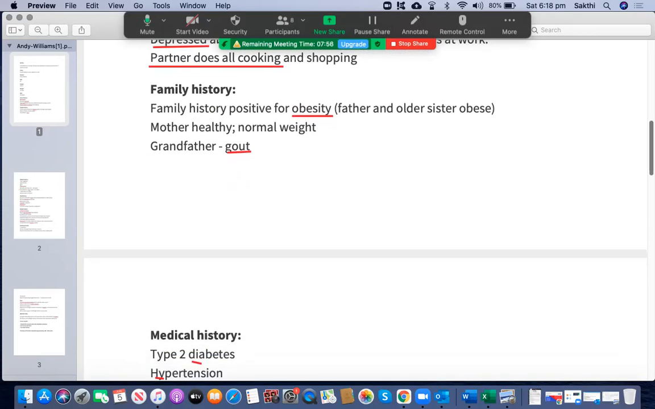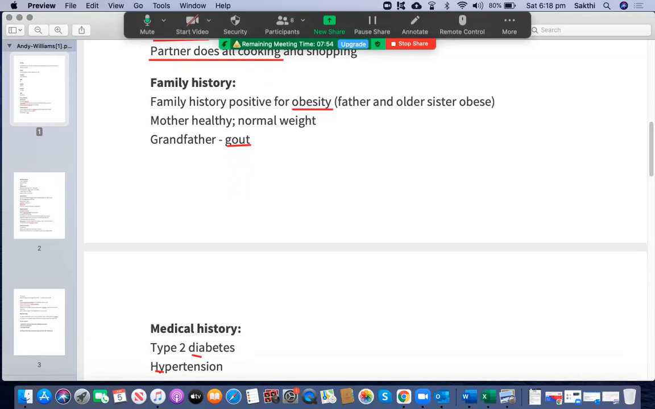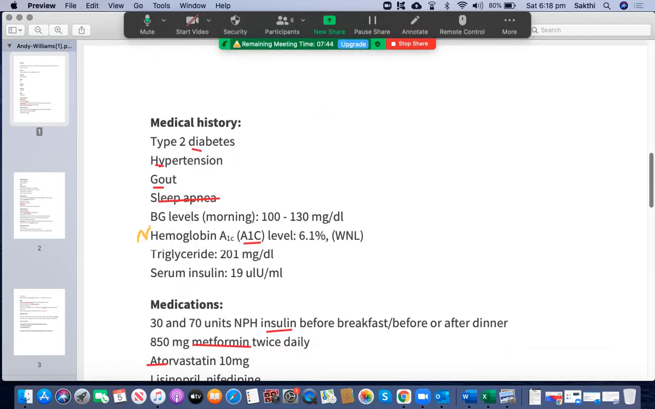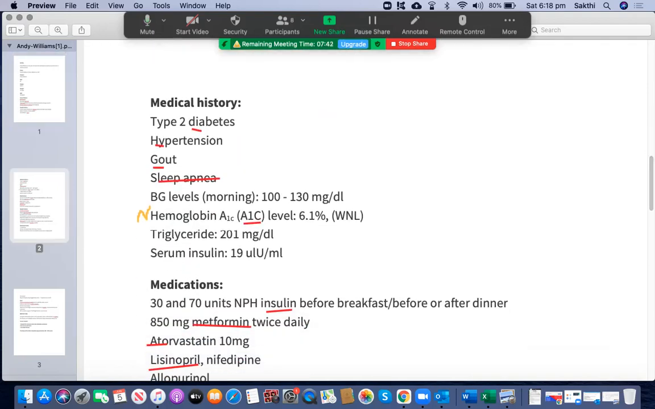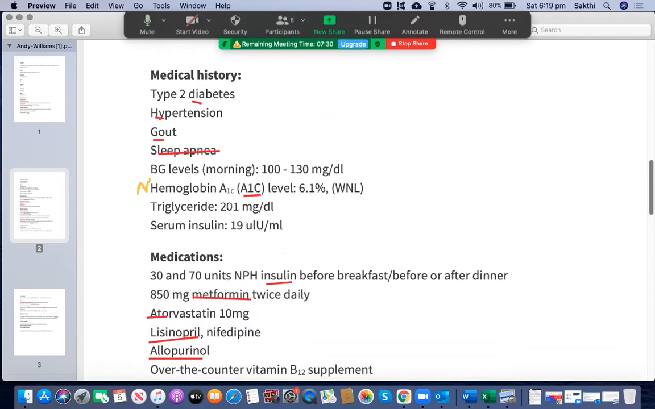Family history, positive for obesity. That is important, and you have done that. You're good. Mother healthy, normal weight. Grandfather gout. Medical history: type 2 diabetes, hypertension, gout, sleep apnea. Do you think sleep apnea leads to that? Yes, I think sleep apnea also leads to that. I wrote that medical history is significant too, so I can include all medical history.